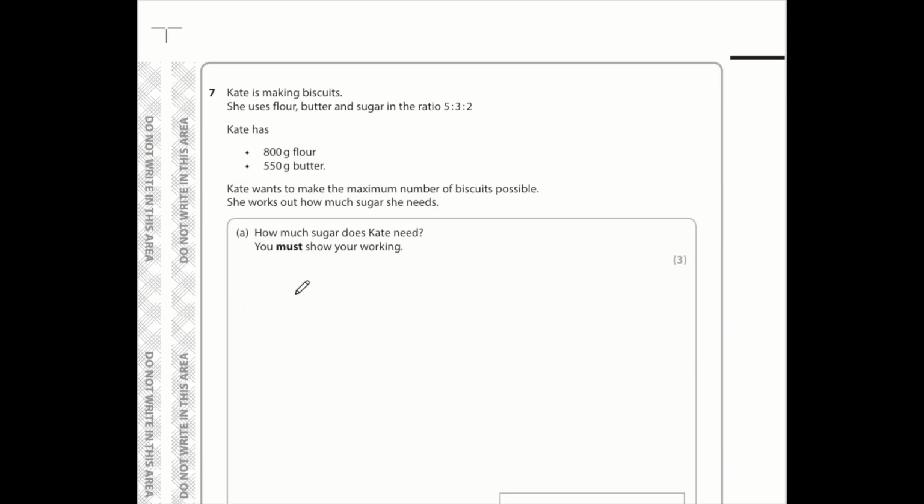So for question number 7, we know that Kate is making biscuits using flour, butter and sugar in a ratio of 5 to 3 to 2. So what we need to do is work out which ingredient is going to be the one that limits the number of biscuits we can make. We know that she's got 800 grams of flour and she's got 550 grams of butter. So let's try and scale up this ratio. 5 multiplied by what gives us 800? In other words, what is 800 divided by 5? Well, that is 160.